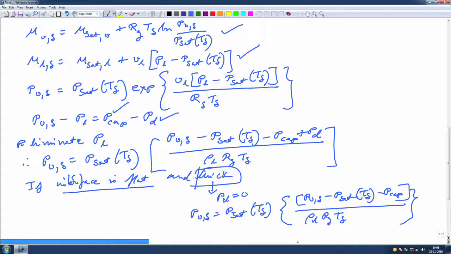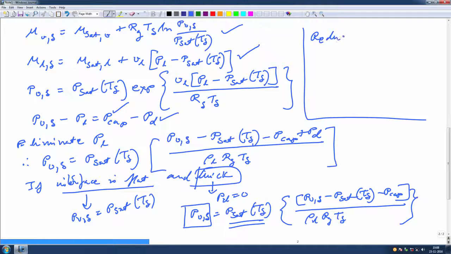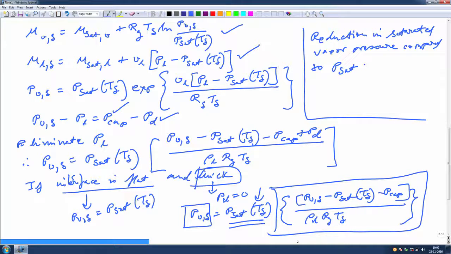Got it? So there is a reduction, and when the interface is flat, you know that all the terms basically vanish. When the interface is flat and thick, you basically have your P_delta the same as your saturation pressure, when both of these things happen. So in general what you see is that the saturation vapor pressure at the interface is actually lowered compared to the P_sat. So what we can say over here is that there is a reduction in saturated vapor pressure compared to P_sat, got it, because of this factor that sits here.